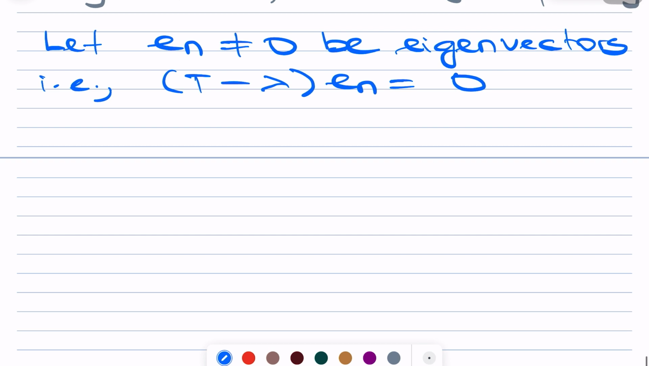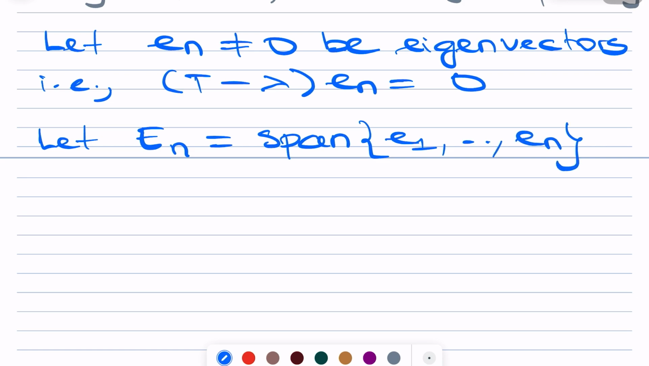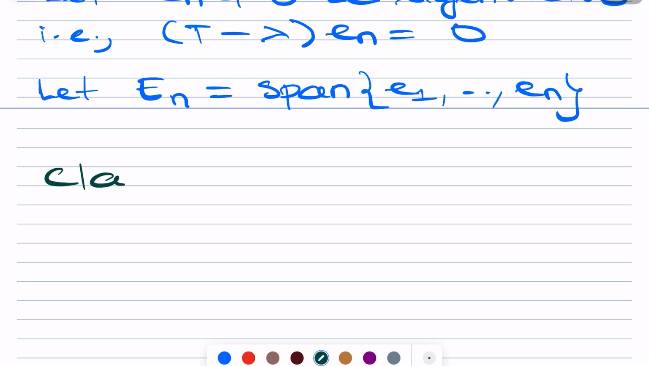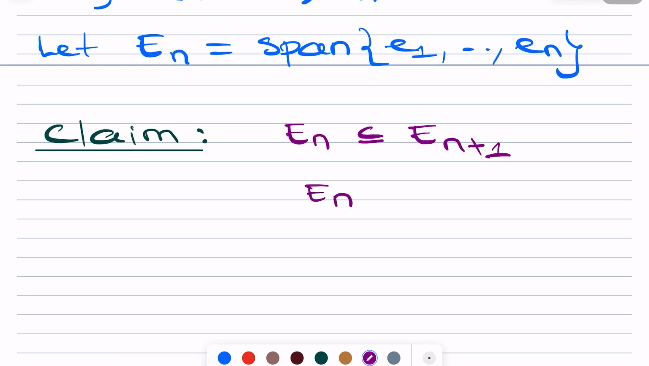Now let's define the set capital E_n. Let E_n be the space spanned by the small e_1 up to e_n. So we claim that the sets E_n are actually increasing, that E_n is contained in E_{n+1}, and that they are even different, so you even have a kind of strict increasing. And this is of course for every n.